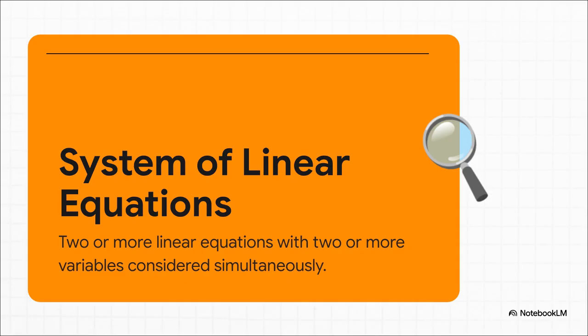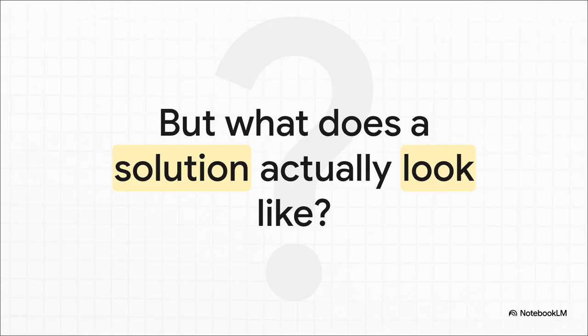On a graph, this is super visual. Each equation is just a straight line. So our solution, the answer to the puzzle, is literally the exact point where those 2 lines cross over each other. Okay, so finding one point where 2 lines cross. That seems pretty straightforward, right?